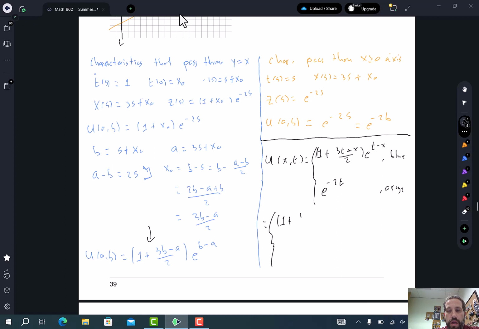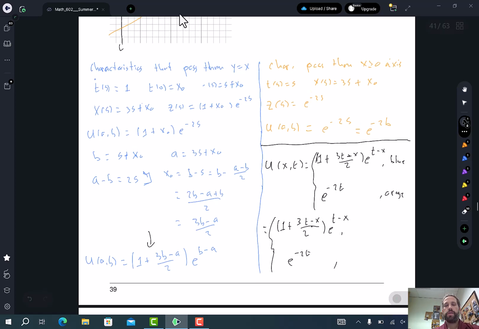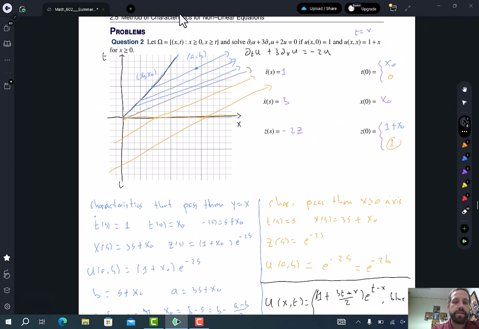So this is 1 plus (3t minus x) over 2 times e to the t minus x. And this is just going to be e to the minus 2t. Okay, so the dividing line, this black line that I'm tracing, is the dividing line right here, and this is t is equal to 1/3 x.